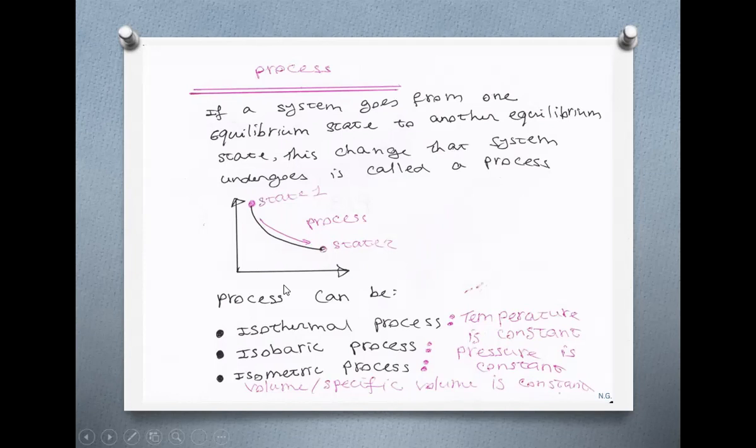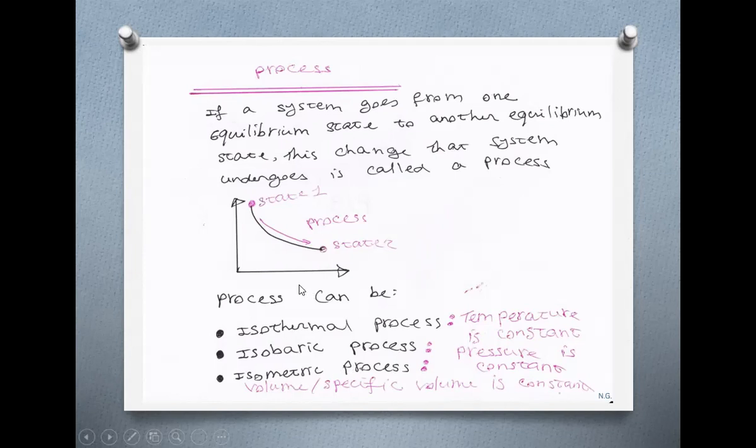A process can be isothermal, meaning that during this process, going from a state 1 to a state 2, the temperature remains constant. That makes the process isothermal. The process can also be isobaric, meaning the pressure during this process is constant. So if the pressure is constant, we refer to that process as isobaric.